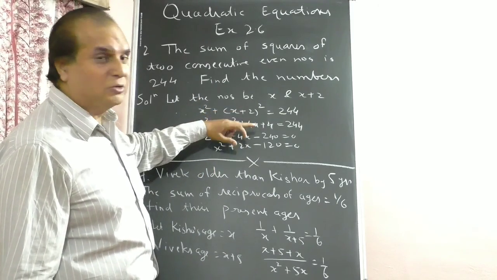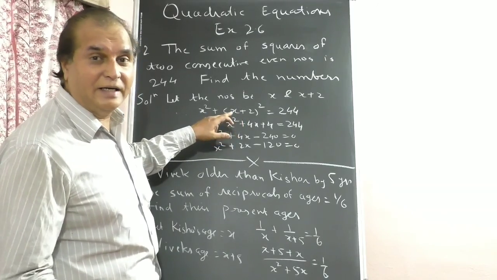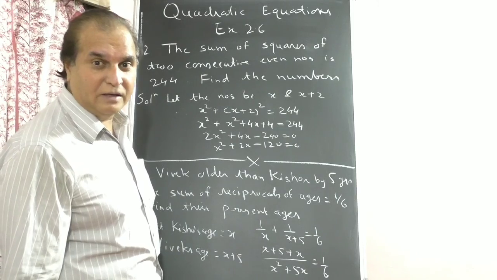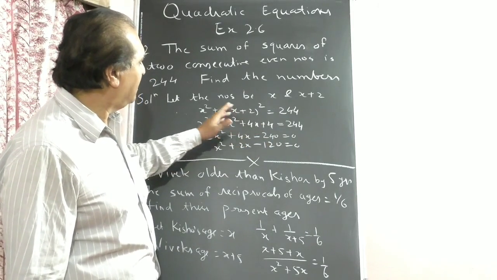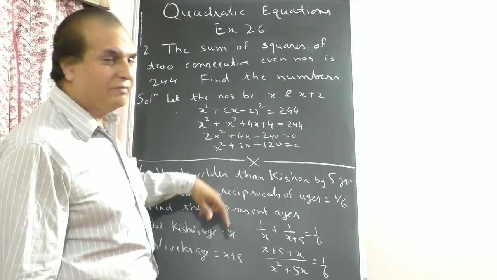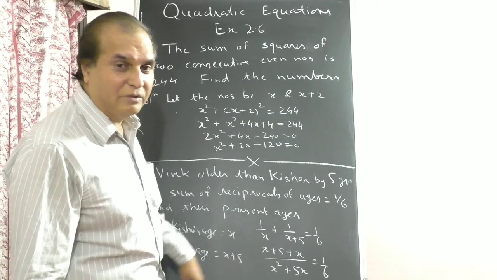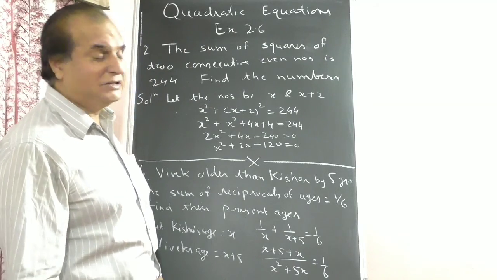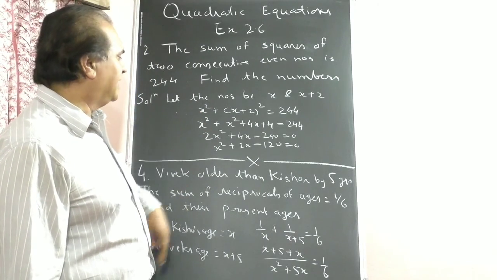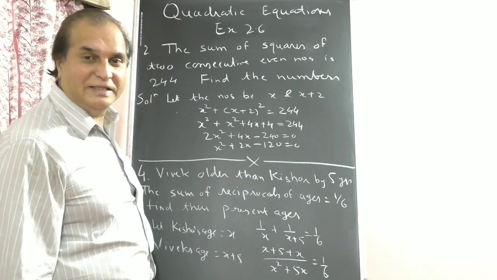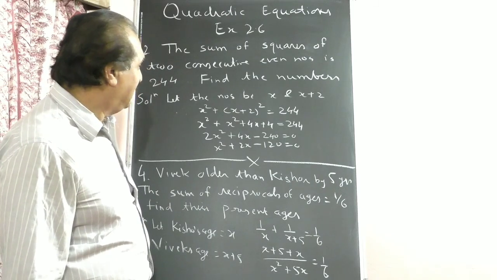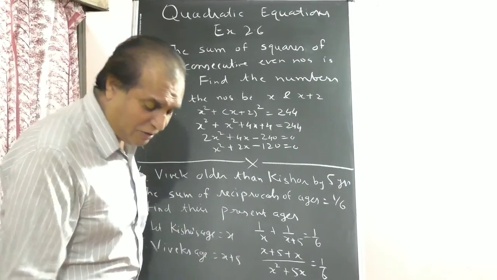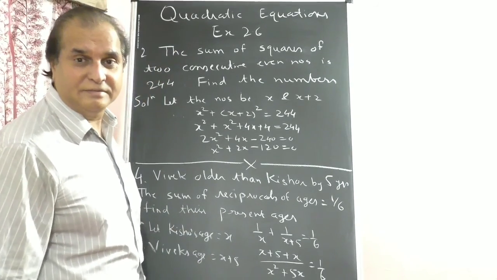Expand (x plus 2) square by the identity a square plus 2ab plus b square. And now directly make it a proper quadratic, x square plus x plus or minus some number equal to 0, of the form ax square plus bx plus c. Now factorize and solve. Understanding? Very easy. Any doubt, you can ask me. I will solve it next time, but I want you to try.